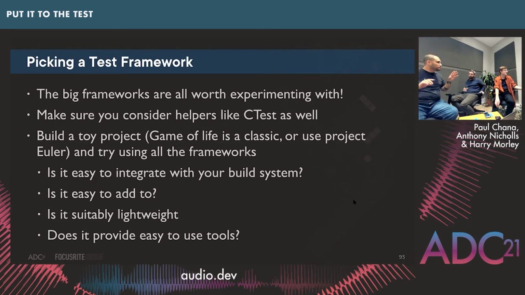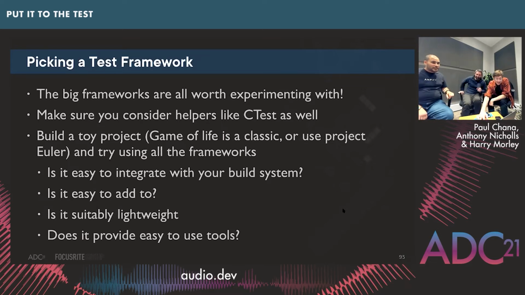So this is why I think we would suggest building a toy project and actually trying all of the test frameworks. So go to Project Euler or build Game of Life. I mean, literally every time I try a new language, I build Game of Life, including some that you should never try and build this kind of stuff in. My colleague Nico actually built Game of Life in SOUL, which was an interesting one to see.